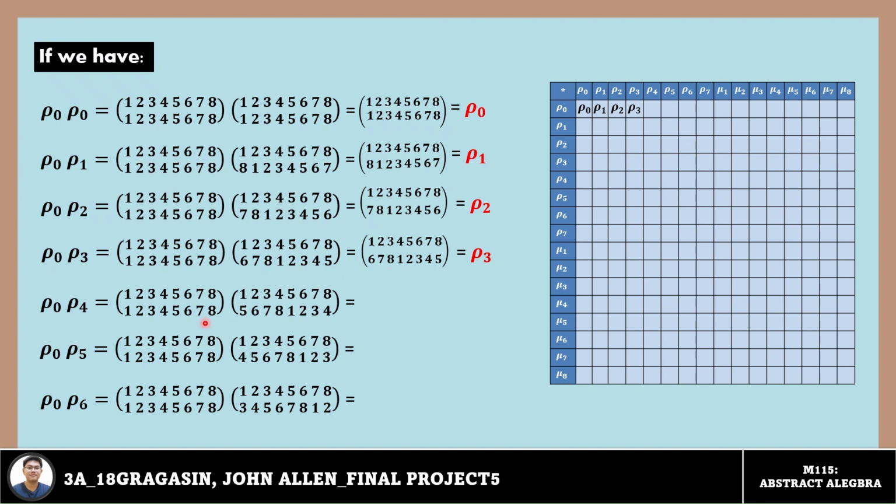And then next, if we multiply row sub 0 and row sub 4, this is the elements for row sub 0 and this is the elements for row sub 4. And then this is our answer. As you can see here, the elements in our answer are just the same as the elements in row sub 4. Therefore, our answer here is row sub 4.